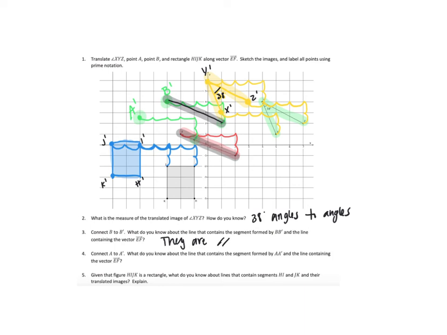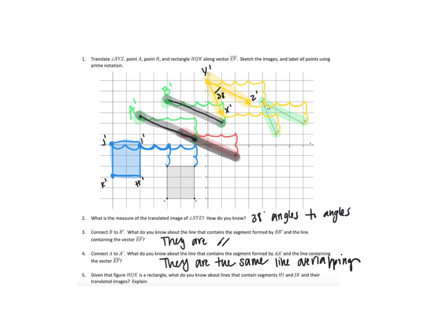Okay. Connect A to A prime. So here's A, and here's A prime. Okay, what do you notice about that line that was just formed and our vector? Well, you should notice something about those two lines. From our lesson, you should notice they're the same line. They're just overlapping.